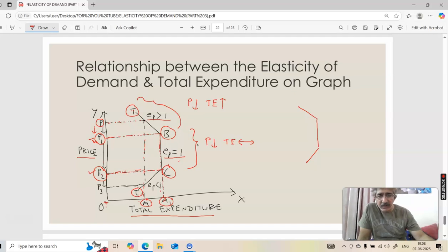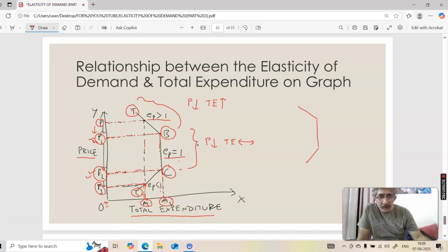How to interpret this graph. Then let's come back. I'm over here at OP2. Now price further falls down from OP2 to OP3. I'm encircling P3. And now just with your ruler, when you draw a horizontal line, where does it touch this TT1 total expenditure curve? At this particular point. You go vertically downwards, M. So at OP2, the total expenditure was OM1. But when the price has fallen down from OP2 to OP3, what has happened to the total expenditure? It has decreased from OM1 to OM.